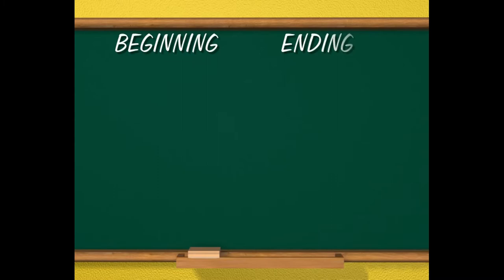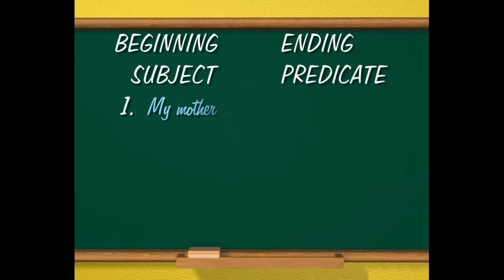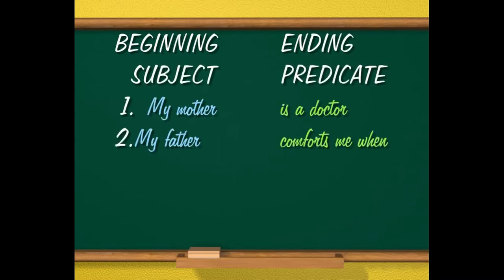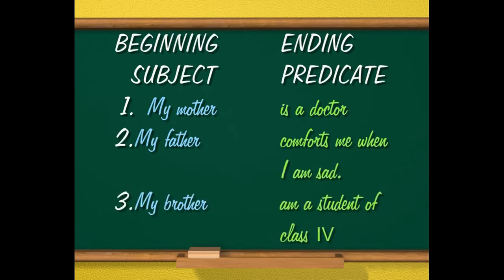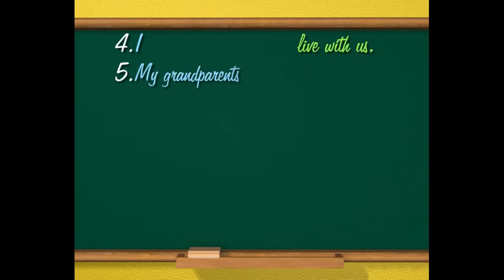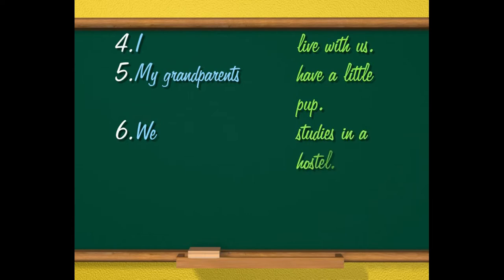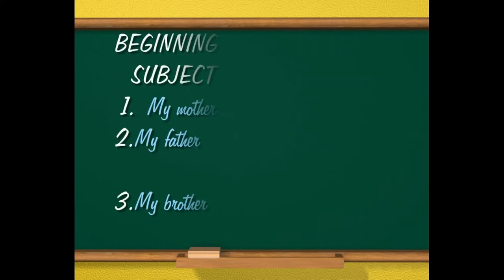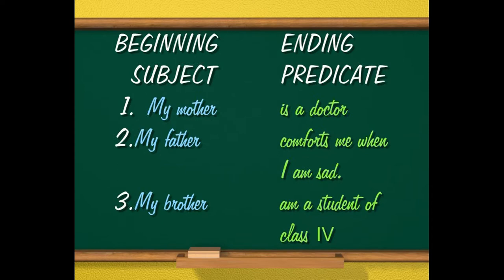Now make correct sentences by joining each beginning to a suitable ending. The left-hand column in the table contains the part of the subject: my mother, my father, my brother, I, my grandparents. The right-hand column contains parts of the predicate: is a doctor, comforts me when I am sad, I am a student of class 4.